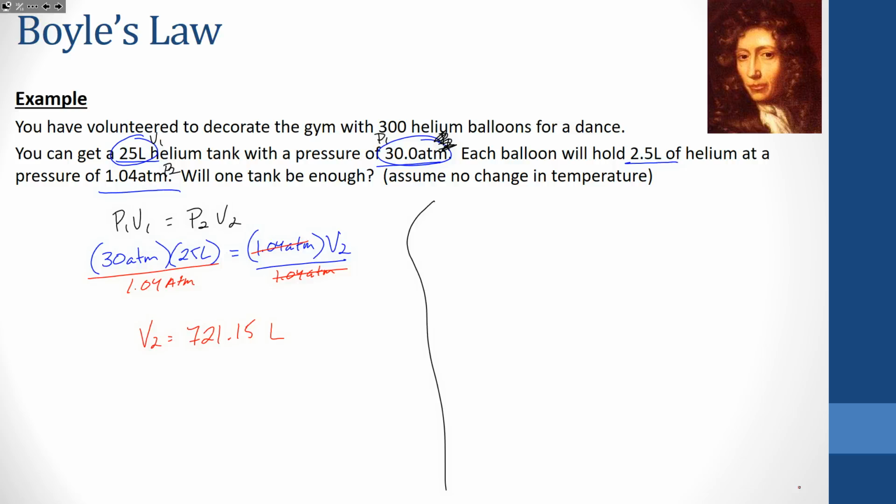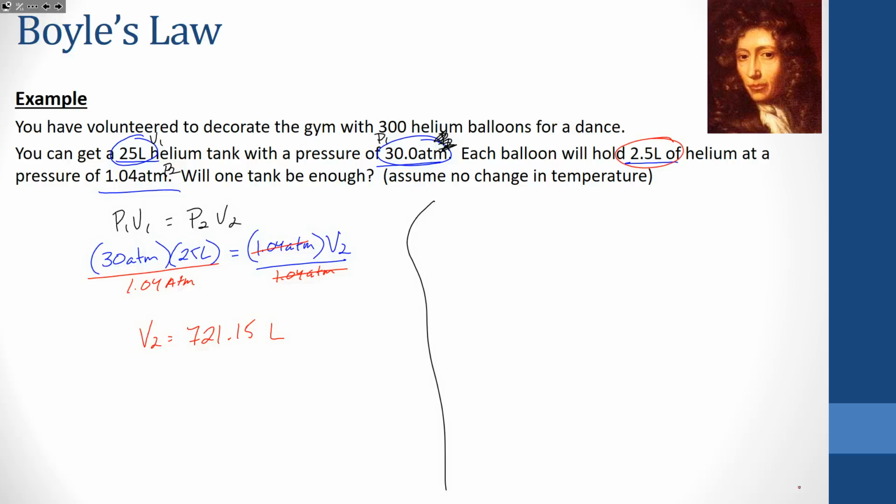You have the gases compressed in this original tank. You open the valve. It's no longer under pressure, so it can expand. The volume gets much, much bigger, from 25 liters to 721 liters. Now, the question didn't want to know what volume we would need. We want to know if we can fill up enough balloons.